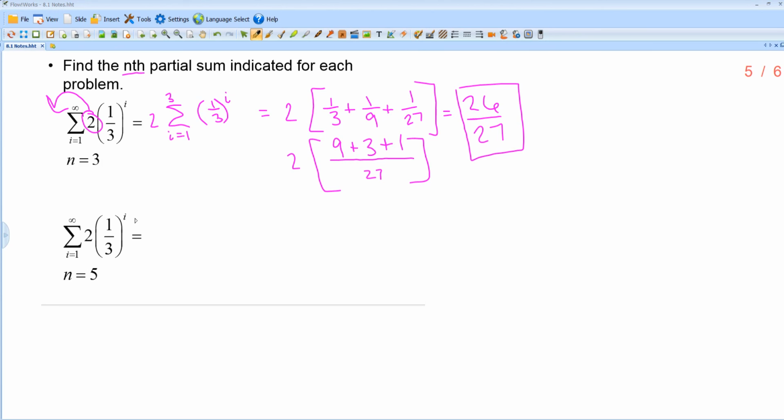For our next one, we're using that same equation, but now we're going to go to n equals 5. One thing to realize is you already have part of that sum from n being 3. So you can split this as the sum of 2 times 1/3 to the I, from I being 1 to 3, plus the sum of 2 times 1/3 to the power of I, but now from I being 4 to 5. Notice I split this as 1 to 3, and then 4 to 5.